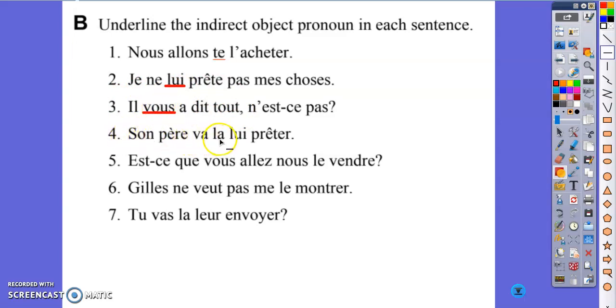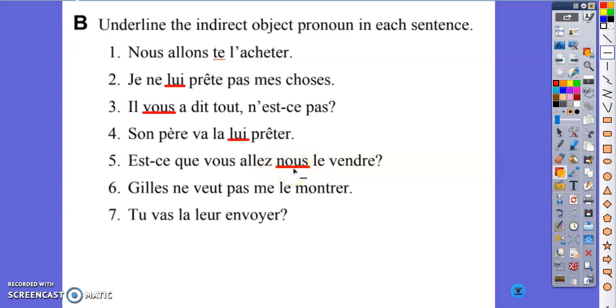Son père va la lui prêter. So in this case, lui is our indirect object pronoun, and in this sentence it's been placed before an infinitive because we do have an infinitive. Your father is going to let you borrow it, right? Est-ce que vous allez nous le vendre? So in this case, nous is our indirect object pronoun. So are y'all going to sell it to us?